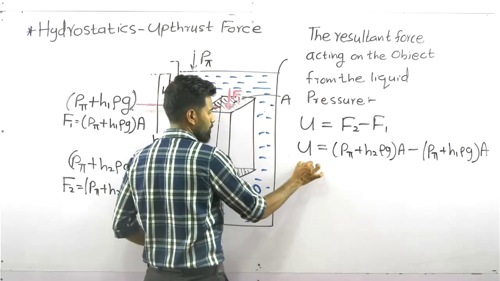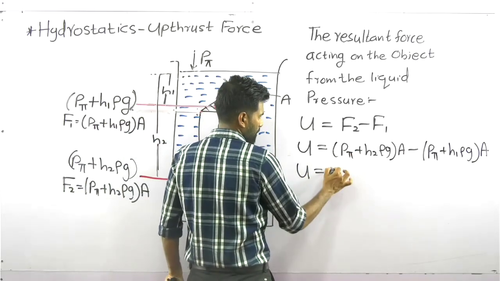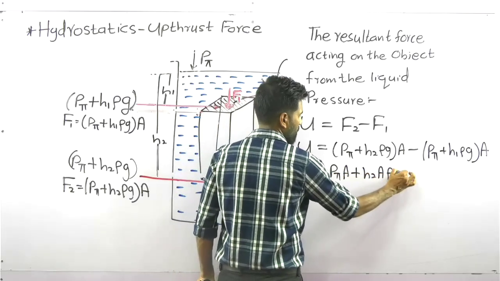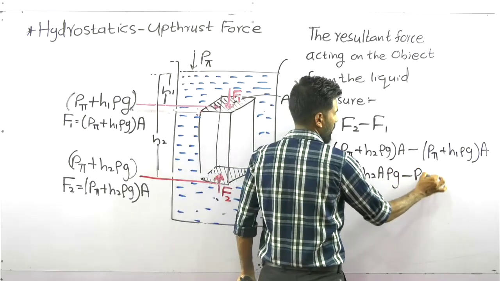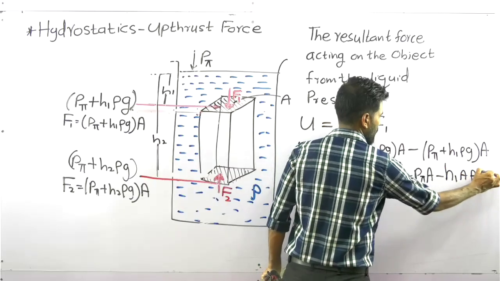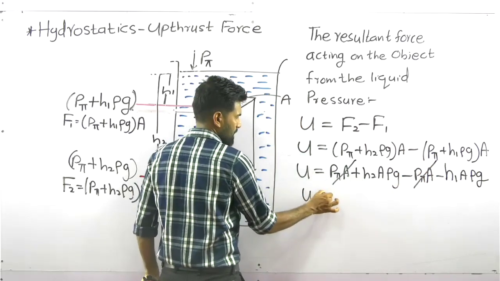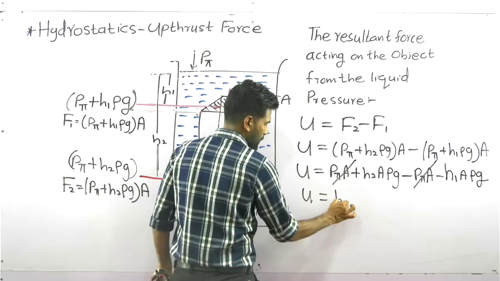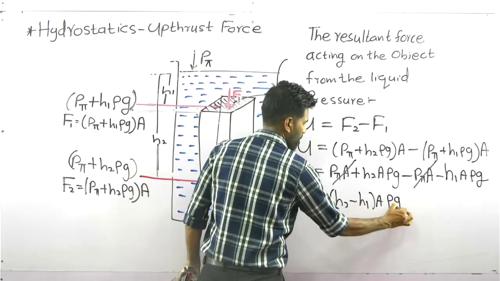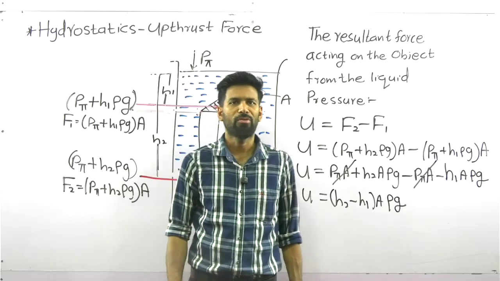Let's simplify. You can do it with me. So what is the upthrust? P0 A plus H2 A rho g minus P0 A minus H1 A rho g. P0 A will cancel out. Upthrust is equal to (H2 minus H1) A rho g. Finish up to that point.